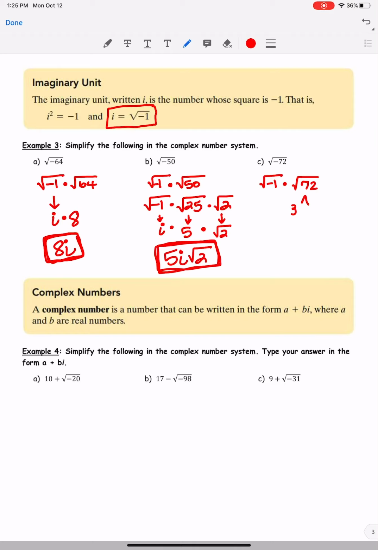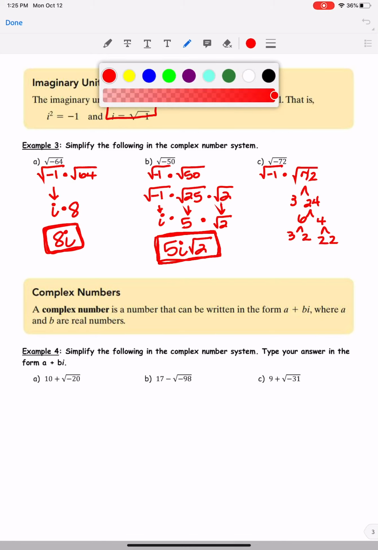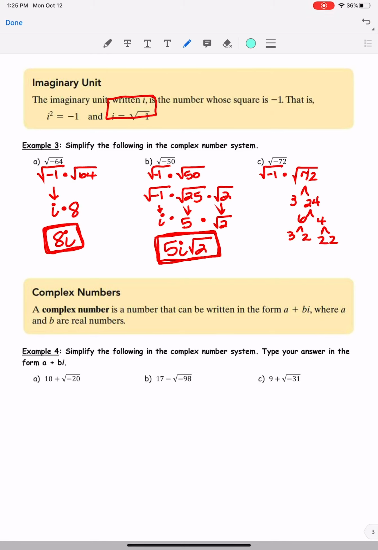72 divided by 3 gives me 24. And now I can work with that. That is 6 times 4. That is 3 and 2, and 2 and 2. I've got a pair of 3s and a pair of 2s.